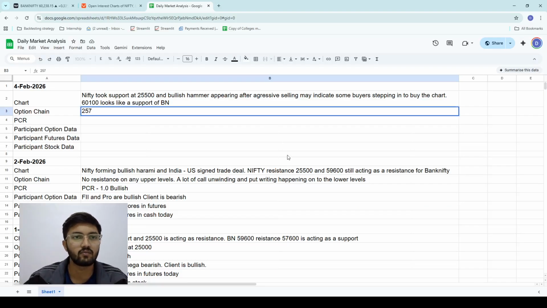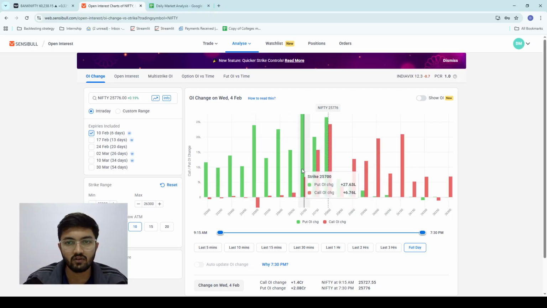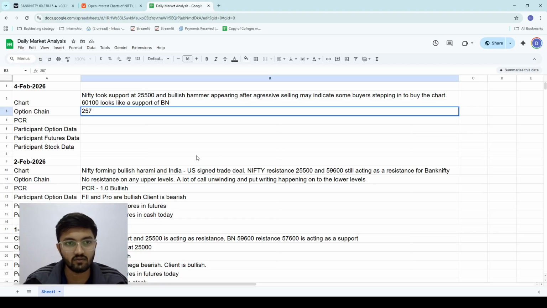25,700, currently it is at 776. 25,700 is acting as a support, and 26,000 is acting as a resistance.